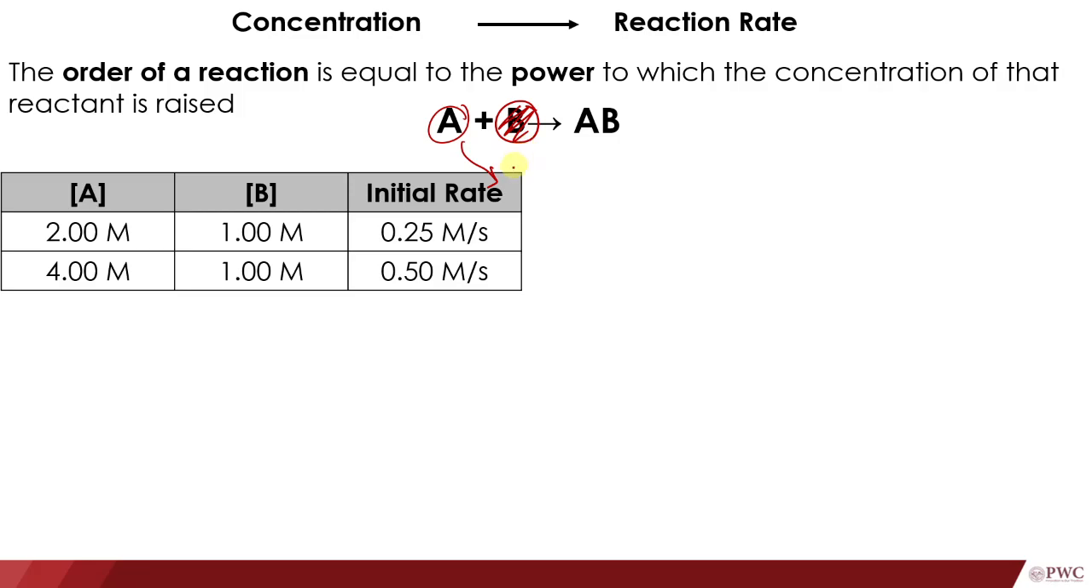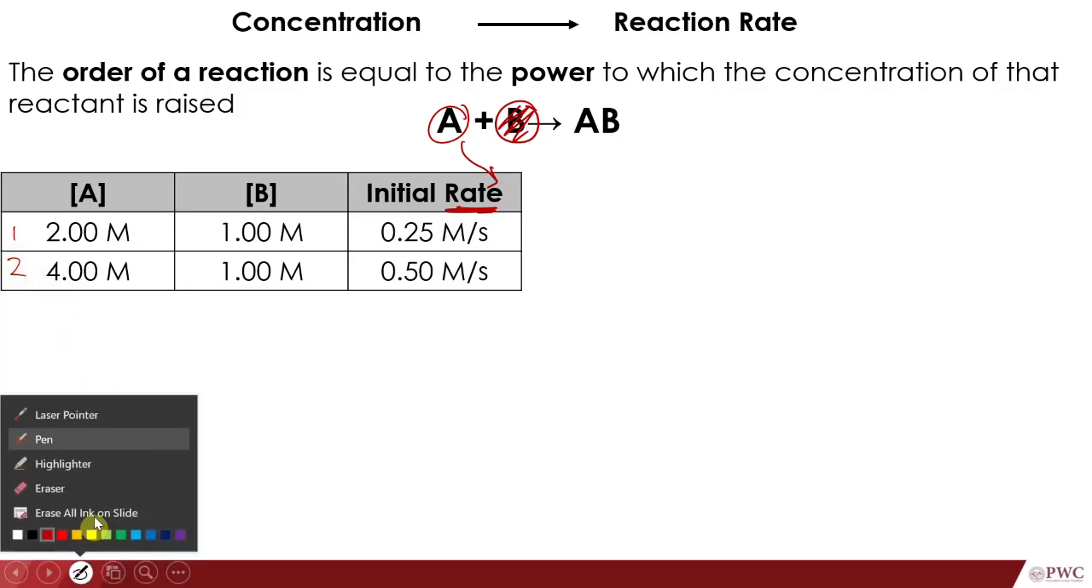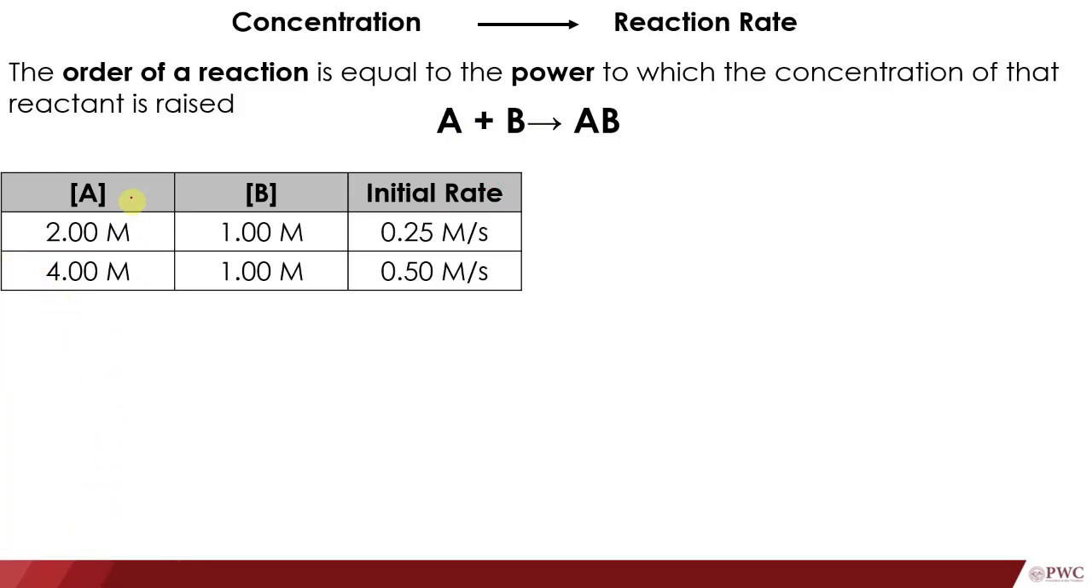So our change on rate is only caused by change on A. So here, as you see, our B is kept constant. It's behaved for now. It's still 1 molar, then 1 molar on experiment 1, then experiment 2. Okay, so let's see the relationship between the change in the concentration of A and the change on the rate of the reaction. So in this case, we have increased our concentration of A from 2 to 4 molar. It's an increase by a factor of 2, so we double this one. Let's see the impact of this one to the rate of the reaction.